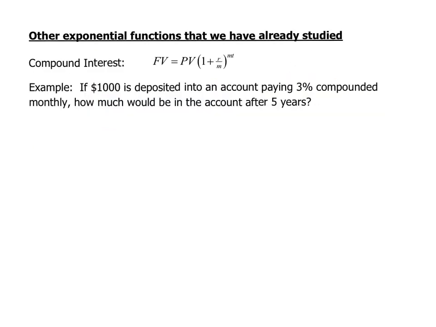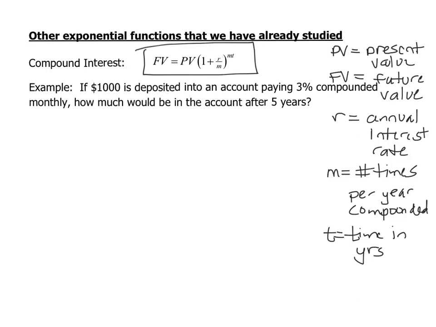Let's look at some other functions that we've already studied that are also exponential. Remember, we worked with compound interest, where our function looked like future value equals present value times (1 plus r divided by m) to the mt. Our PV is our present value, FV is the future value, r is the annual interest rate, m is the number of times per year your interest is compounded, and t is time in years.